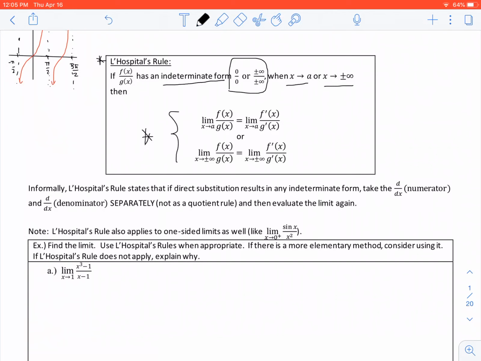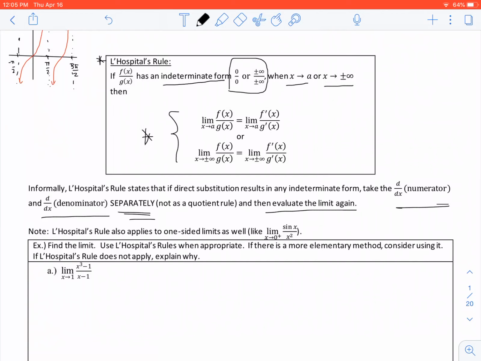So you need to realize we're not using the quotient rule. We're actually just taking the derivative of each one individually. So it says, informally, L'Hopital's rule states that if the direct substitution results in any indeterminate form, take the derivative of the numerator and the derivative of the denominator separately. Do not use the quotient rule, and then evaluate the limit again.